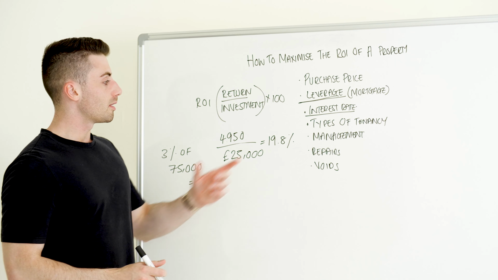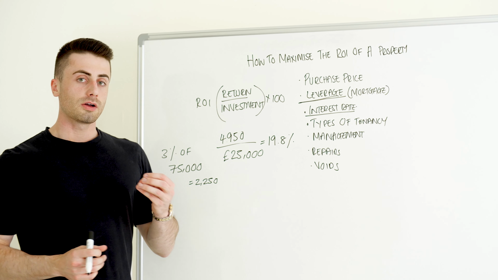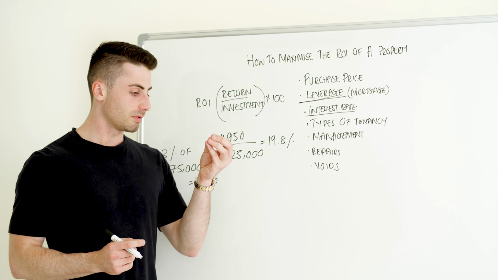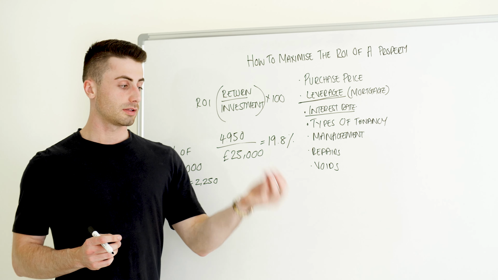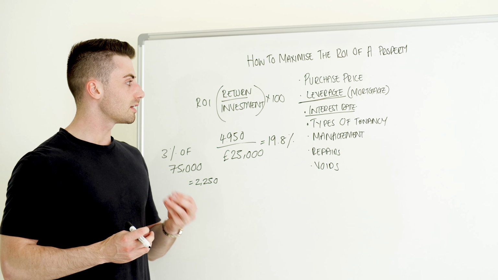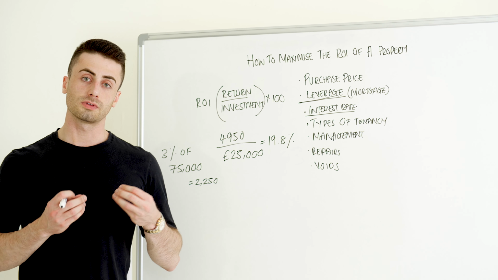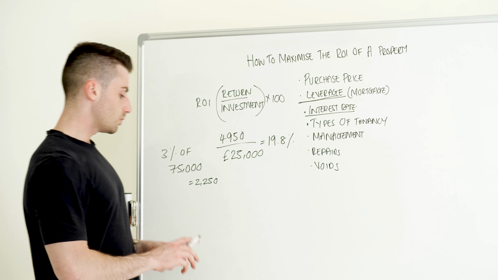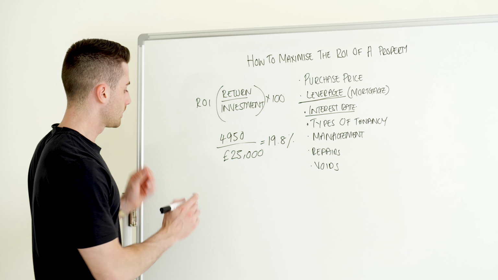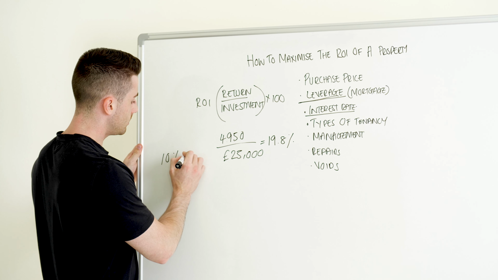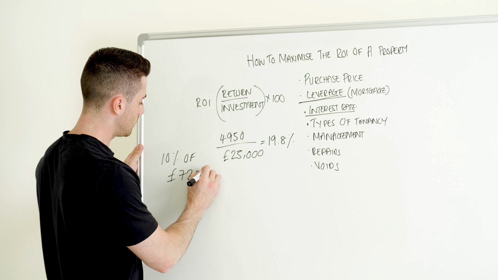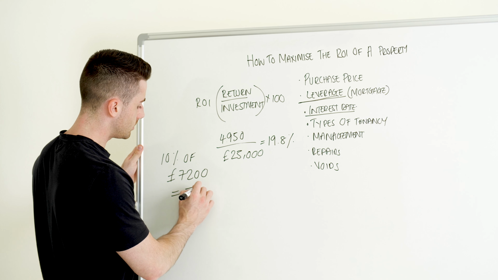So if we look at management, for example, we know that if we're going to pay someone to manage our property, it's going to cost us anywhere from 8% of the total income to 12% on the high end. But if we just stick with a conservative number of 10%, that means we're going to be paying 10% per year of the 7,200, which is £720.